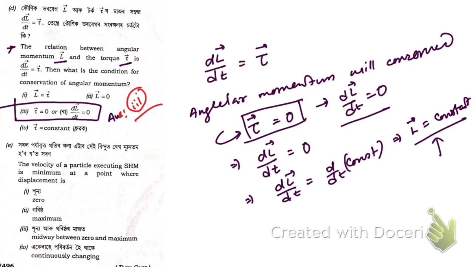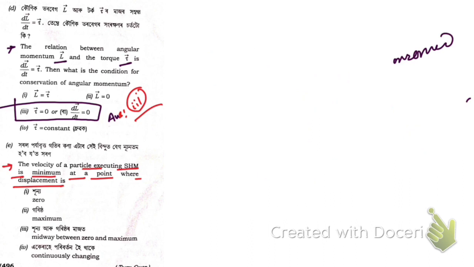Next, the velocity of a particle executing simple harmonic motion is minimum at a point where the displacement is. Now let me clean these things. Let me tell you one thing. Suppose we have this pendulum and it is swinging this way.